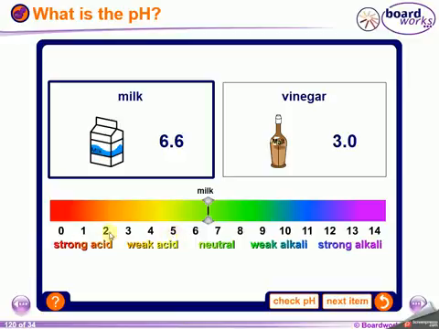And all of the 0, 1, 2, 3 is a strong acid. And if it's 13, 14, it's a very strong alkali. But if it's 8, 9, it's a very weak alkali because it's close to neutral. Does that make sense? Have a go through my explanation again.